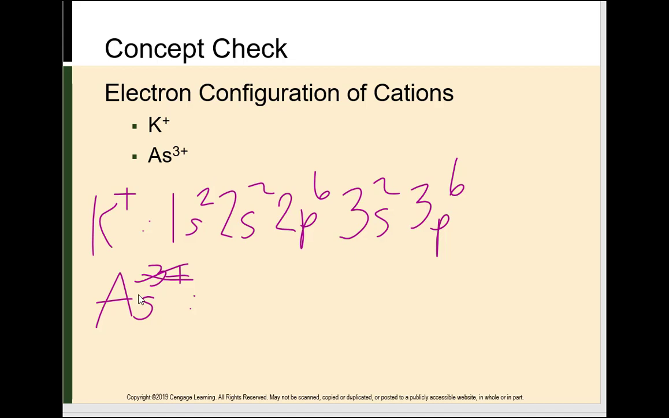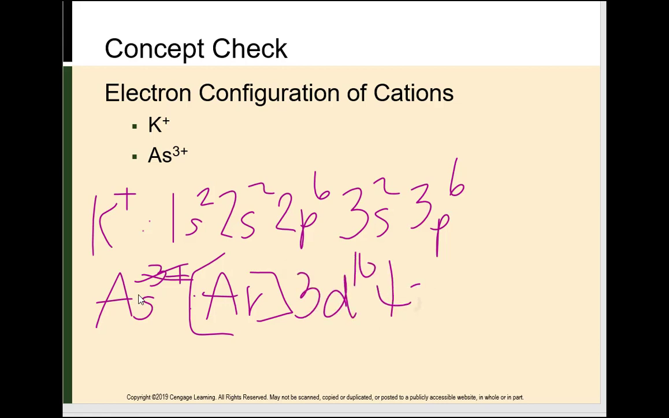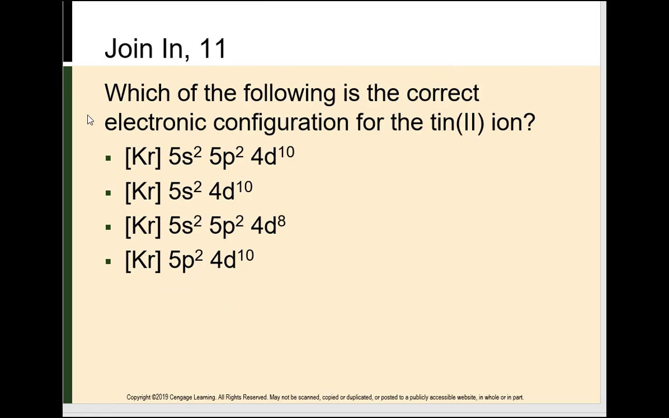Its closest noble gas would be krypton. So we would write this, I'm going to abbreviate and do argon in brackets, 3d10, 4s2, 4p6, and this would be arsenic 3-. How about this one? Which of the following is the correct electronic configuration for the tin 2 ion? So that's tin with a +2 charge.